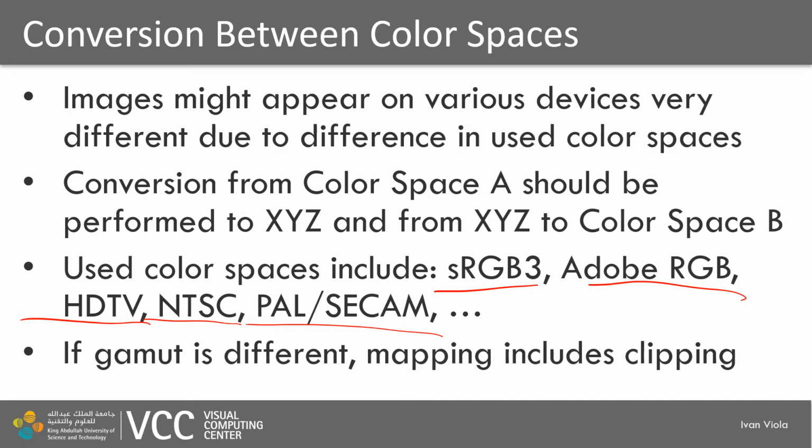And that mapping can be realized, for example, through clipping, which would be probably the most simple approach to define the conversion of colors which are not representable on the target device.